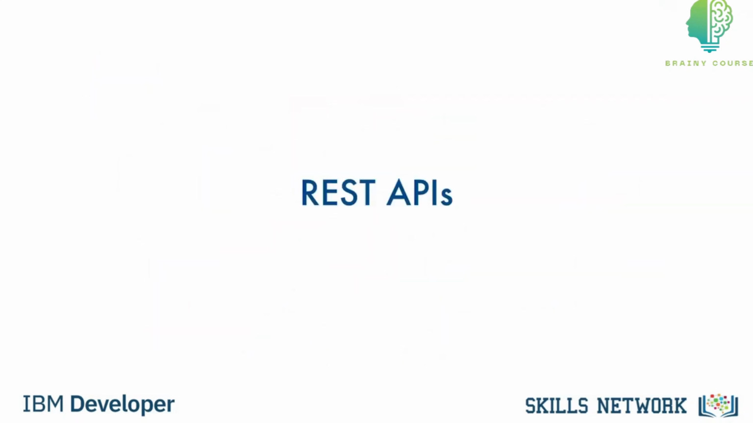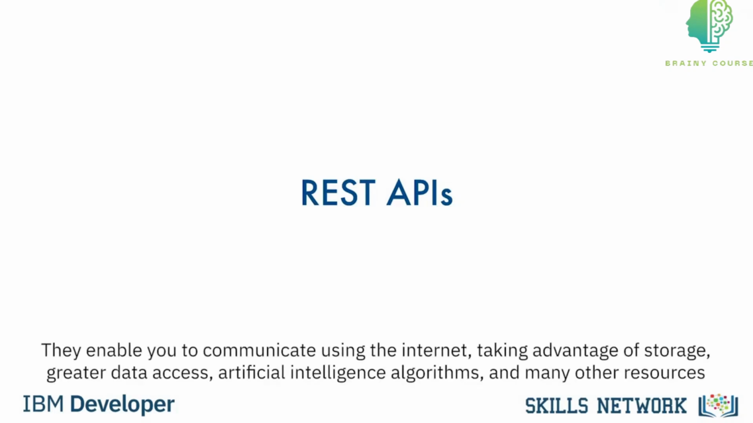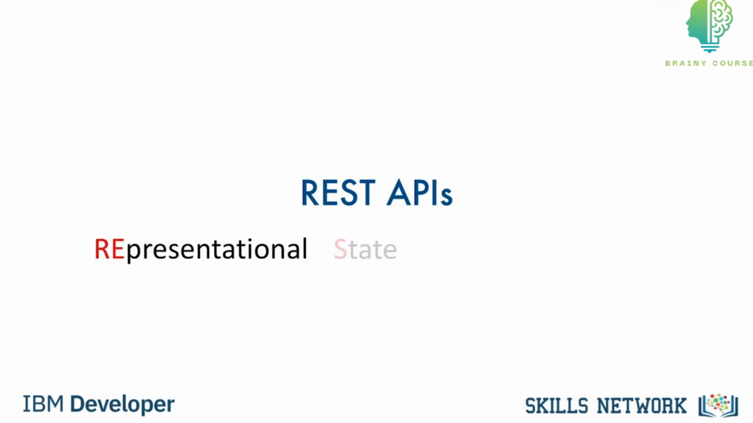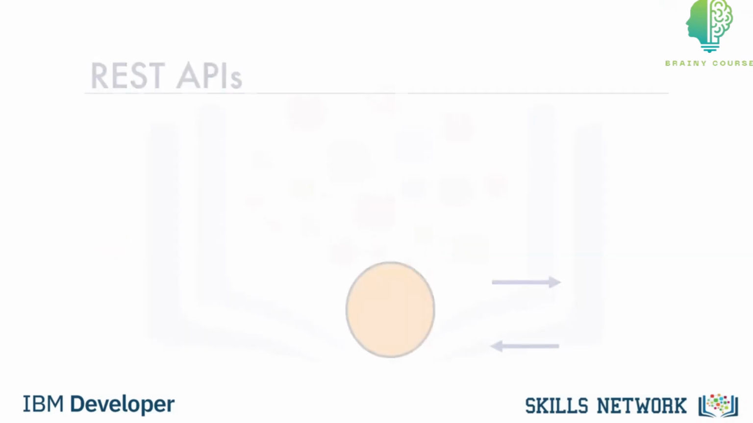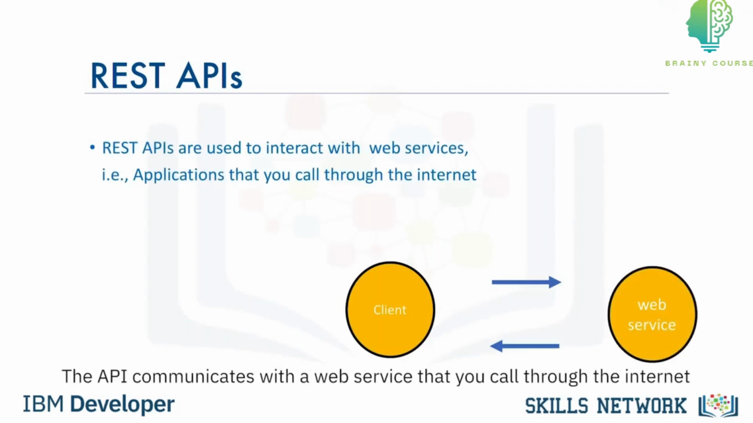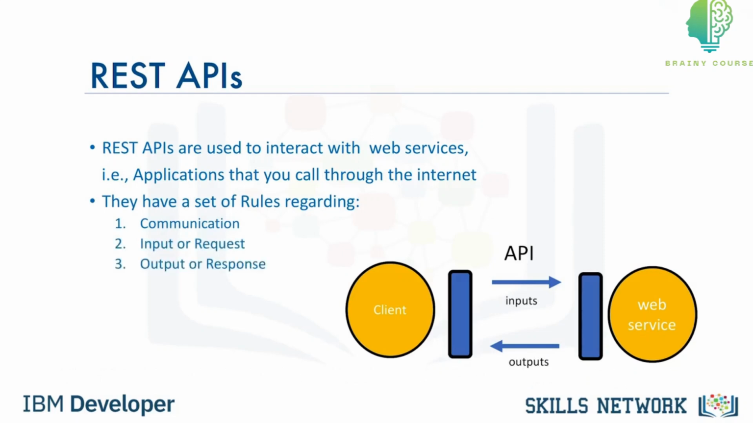REST APIs are another popular type of API. They enable you to communicate using the internet, taking advantage of storage, greater data access, artificial intelligence algorithms, and many other resources. The RE stands for representational, the S stands for state, the T stands for transfer. In REST APIs, your program is called the client. The API communicates with a web service that you call through the internet. A set of rules governs communication, input or request, and output or response.